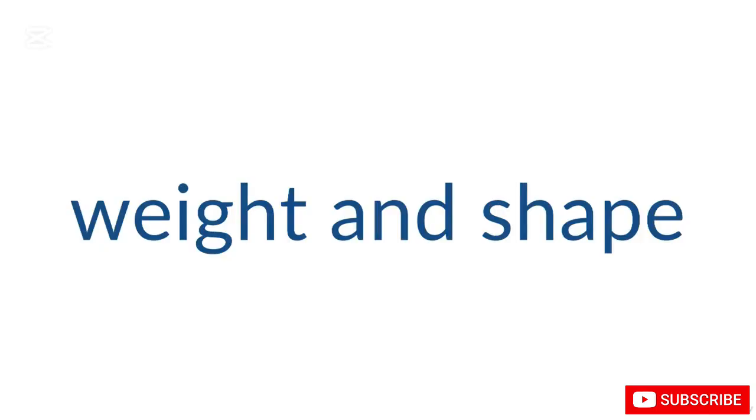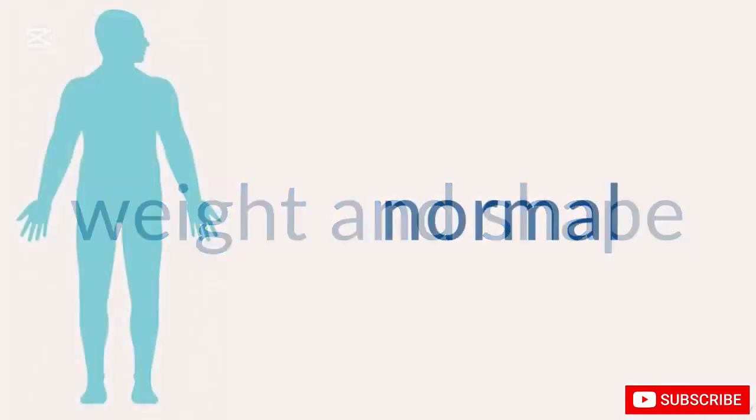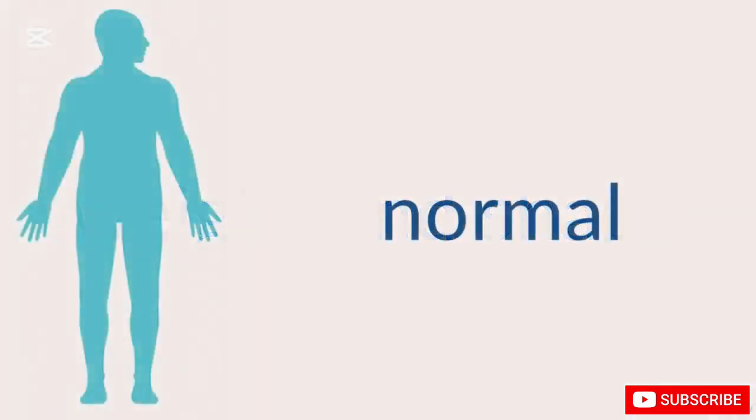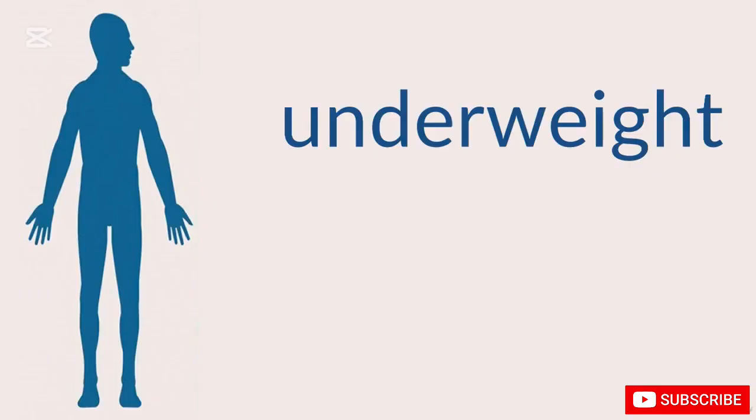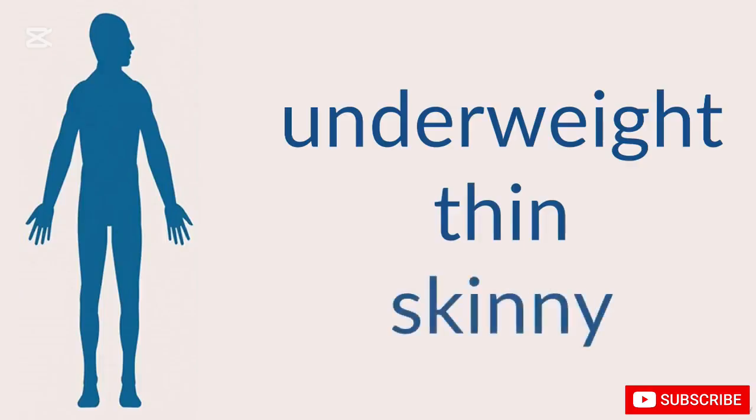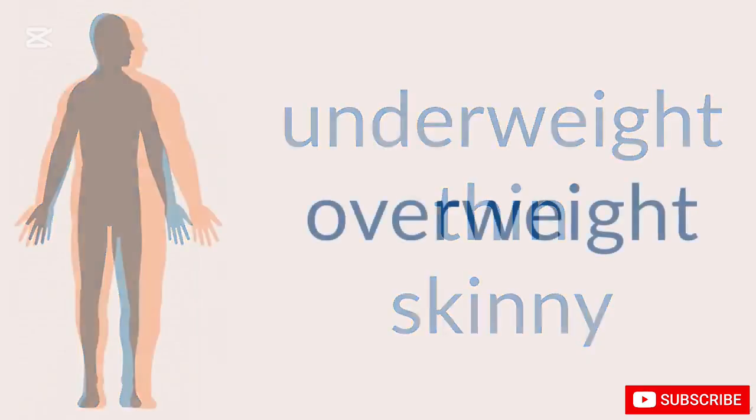How can we describe people's bodies? Well, we can describe it in terms of their weight and shape. So you have a normal shape. But if you're thin, you can be skinny, thin, underweight. If you're very thin, if you don't have a lot of weight on you, you're underweight. Thin, skinny: 3 different ways of describing when you're under the normal shape.